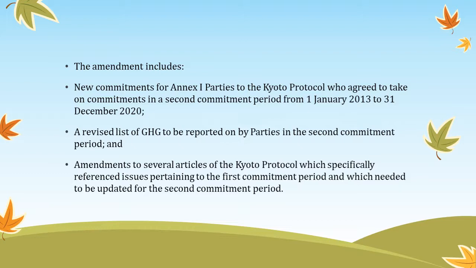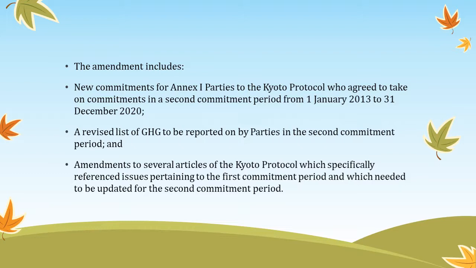And finally, there were amendments to several articles of the Kyoto Protocol, which specifically referenced issues pertaining to the first commitment period and which needed to be updated for the second commitment period. Now, in the first commitment period, around 37 industrialized countries, including the European Community, committed to reduce greenhouse gases to 5% below 1990 levels, right?